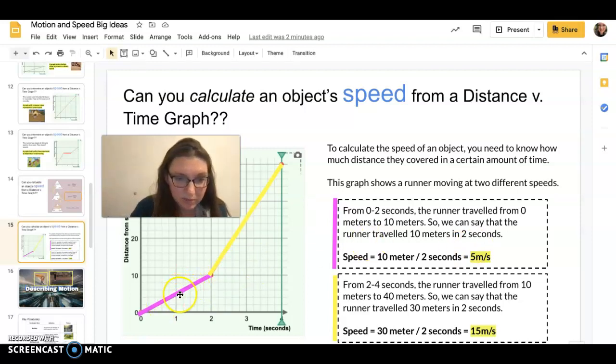And you can actually see that if you look here. At 1 second, they had traveled about 5 meters. But then from 2 to 4 seconds, the runner traveled from 10 meters to 40 meters. So we can say that the runner traveled 30 meters in 2 seconds. So you want to be careful. We're not looking at this. We're just looking at this triangle right here for this distance, right? So they traveled 30 meters in 2 seconds. So 30 divided by 2 is 15 meters per second. And you can see that here too, that after 1 second they had traveled 15 meters, like that. Okay?